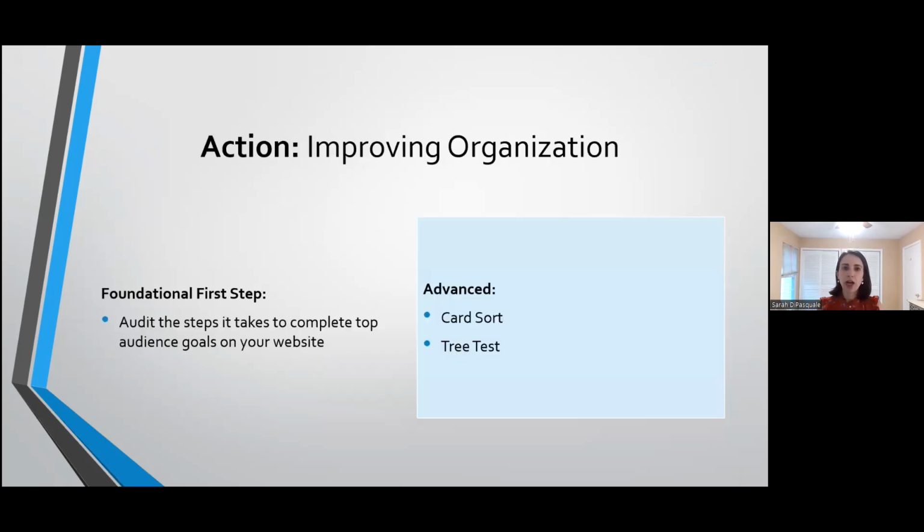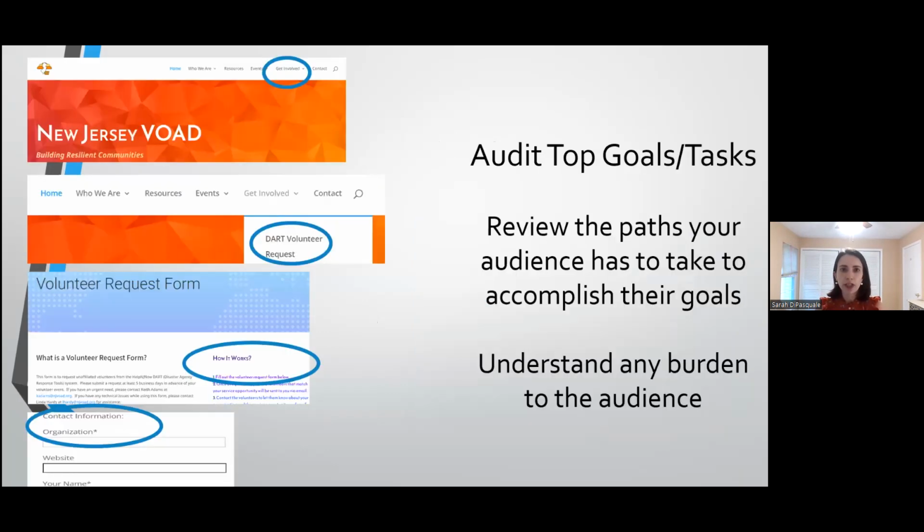So when we think about how we would improve the organization, as I said earlier, this really is focused on understanding your audience and their goals, because that's really going to drive a lot of the actions to improve. So the foundational piece would be starting with auditing the steps it takes to maybe complete one of the goals that you want your audience to accomplish. And then we have some advanced user research methods, but we'll start here.